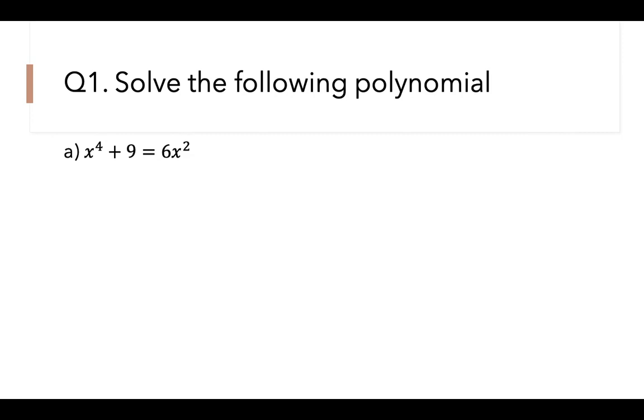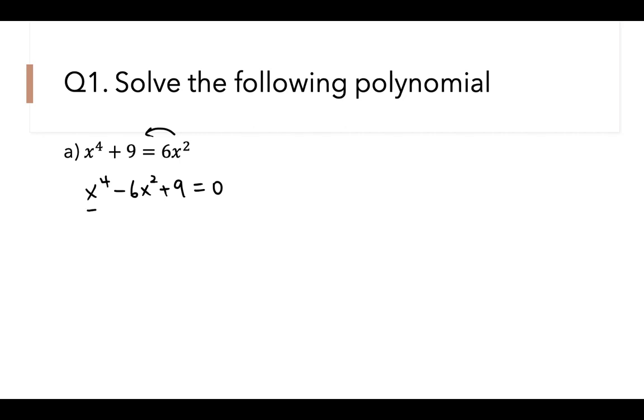So first question, it says solve the following polynomial. So we're given an equation. Make sure that first the equation has to equal 0. So I'm going to move 6x squared to the other side. So x to the 4 minus 6x squared plus 9 is equal to 0. Now, I notice that it has 3 terms, and it's an even exponent. So it looks like it's a trinomial factoring.